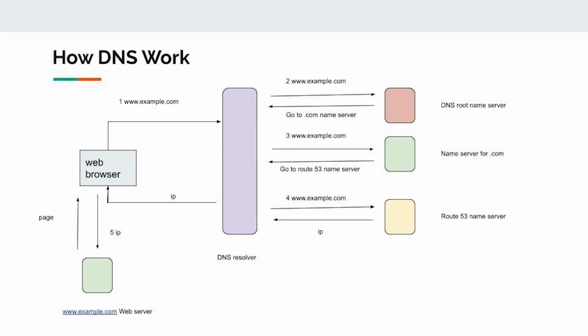The DNS resolver caches this IP address so that it doesn't have to resolve the same domain name the next time. The cache has a time to live, which is also called TTL, so it expires after that amount of time. Then the DNS resolver responds to the browser with the IP address.